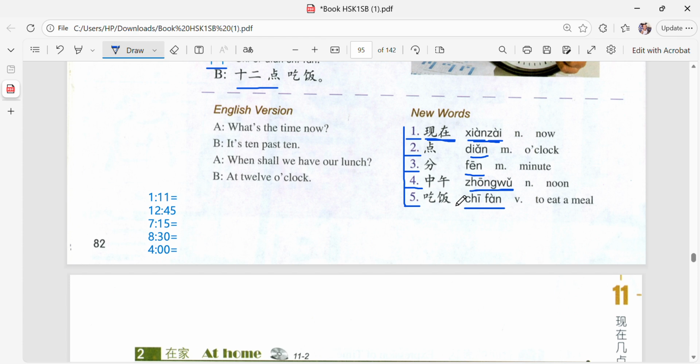Then we have Chifan. So Chifan is to eat a meal. Zhongwu is a classification of 2 major hours, which is 12 to 1. Okay, keep that in mind. Are we together? So that is Zhongwu. Are you still following?